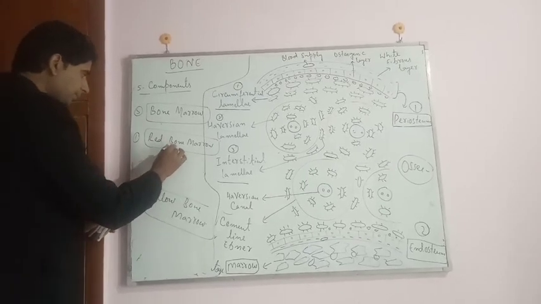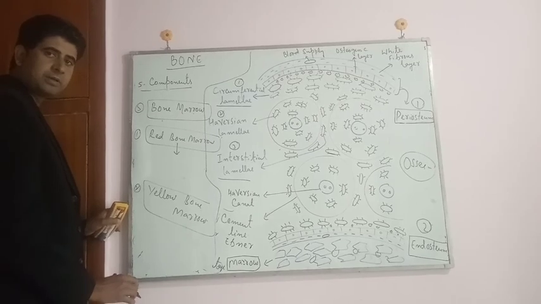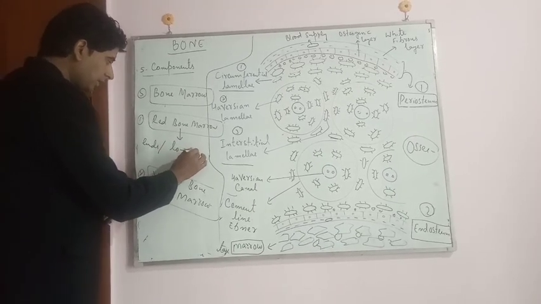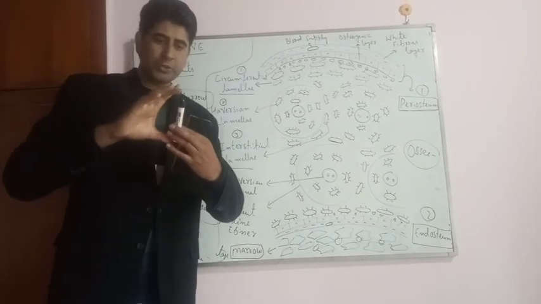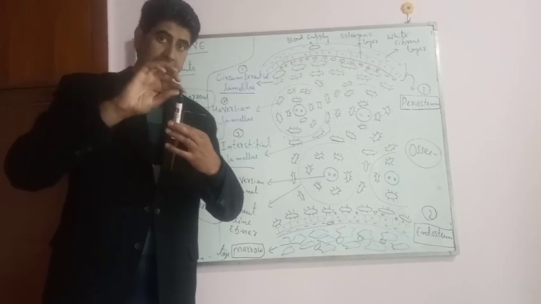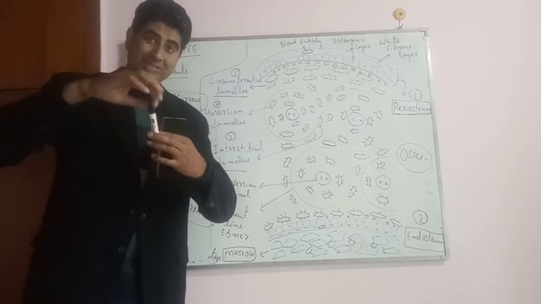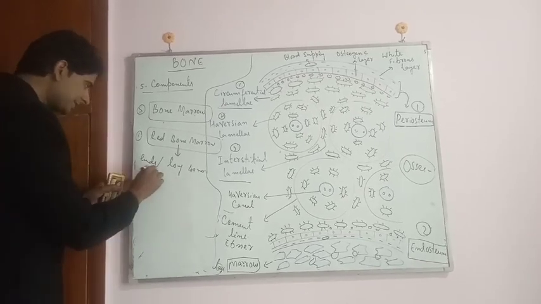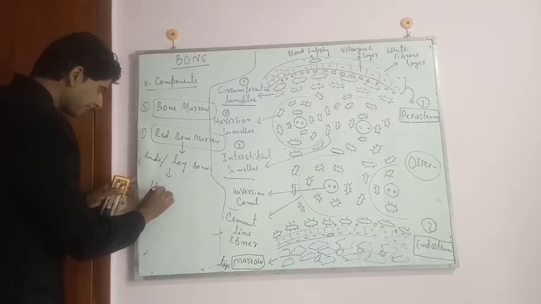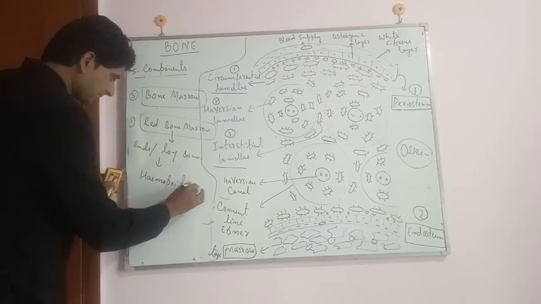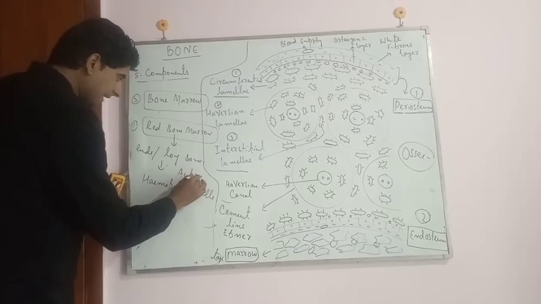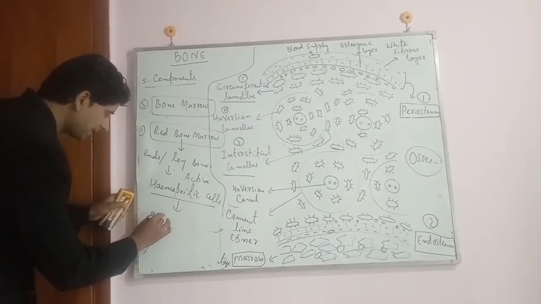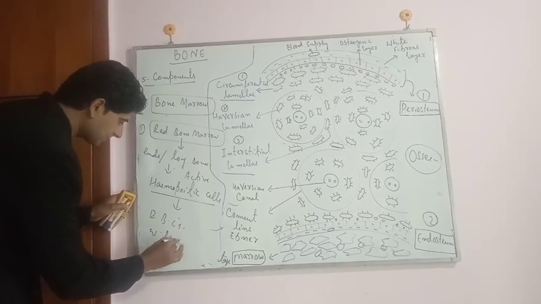This red bone marrow occurs at the ends of long bones. For example, if we take the thigh bone, its ends are called the epiphysis. The epiphysis, or the terminal ends of the long bones, possess the red bone marrow. And this red bone marrow possesses the active hemopoietic cells. Hemopoietic cells are the blood forming cells which produce blood cells such as RBCs, WBCs as well as platelets.